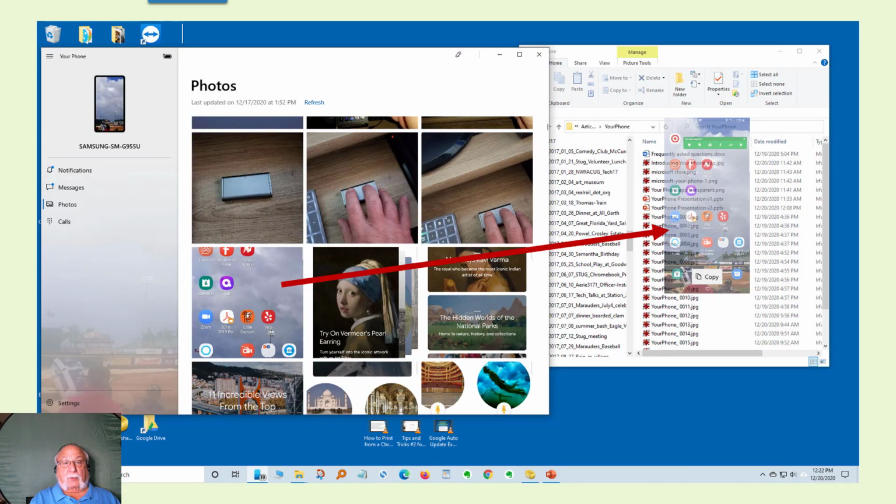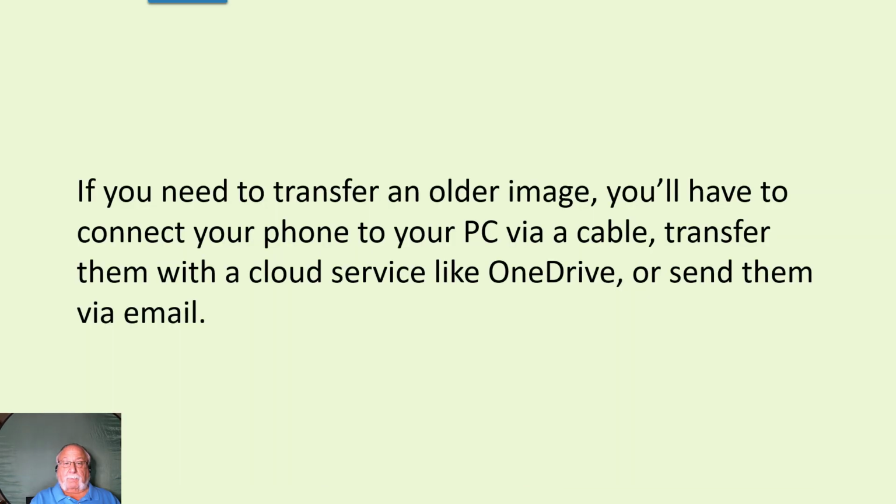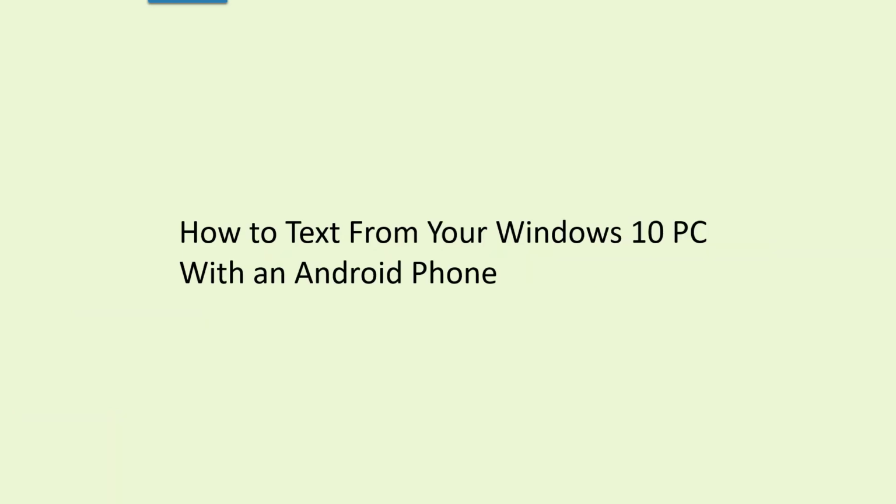So what you have here is the Your Phone app on the left, and I just take one of the screenshots and drag it over to my file manager, and just before I let go, a picture of it is there. When I let go, it creates it on my PC. If you need to transfer an older image, you'll have to connect your phone to your PC via cable, transfer them with a cloud service like OneDrive, or send them via email.